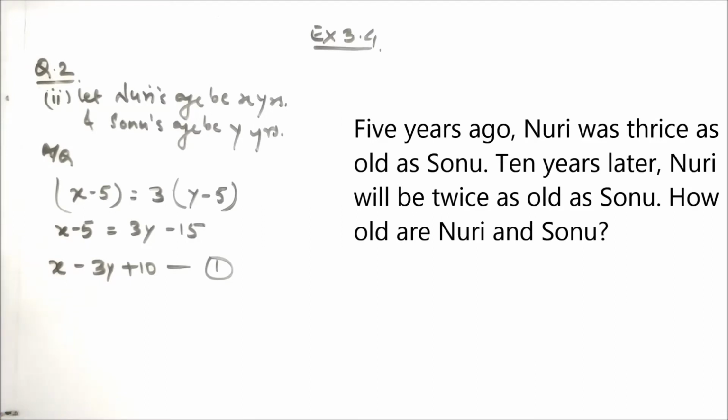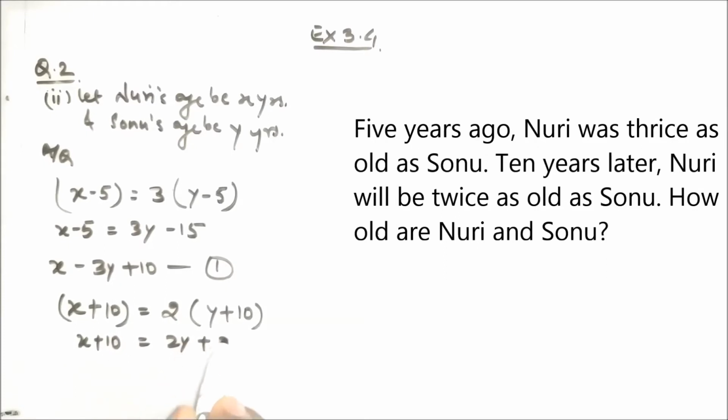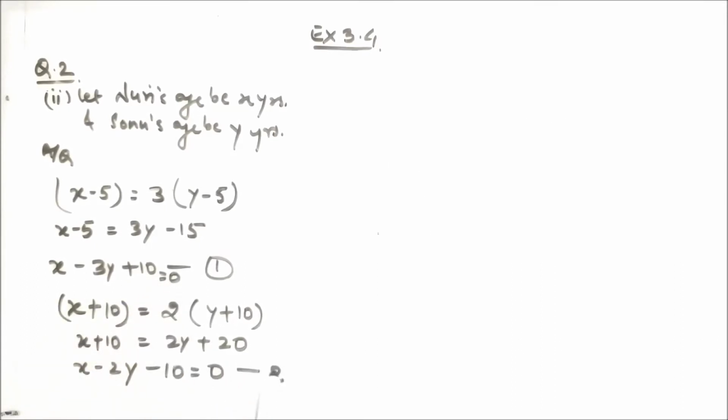Like this, if you see the second condition, it says 10 years later. We are talking about the future. So the ages will be x plus 10 and y plus 10. Noori will be twice as old as Sonu. So Noori's age after 10 years is twice Sonu's age after 10 years. When you open the brackets, this will be x plus 10 is equal to 2y plus 20. Shift everything to one side. That will be x minus 2y minus 10 is equal to 0. This is the second equation.